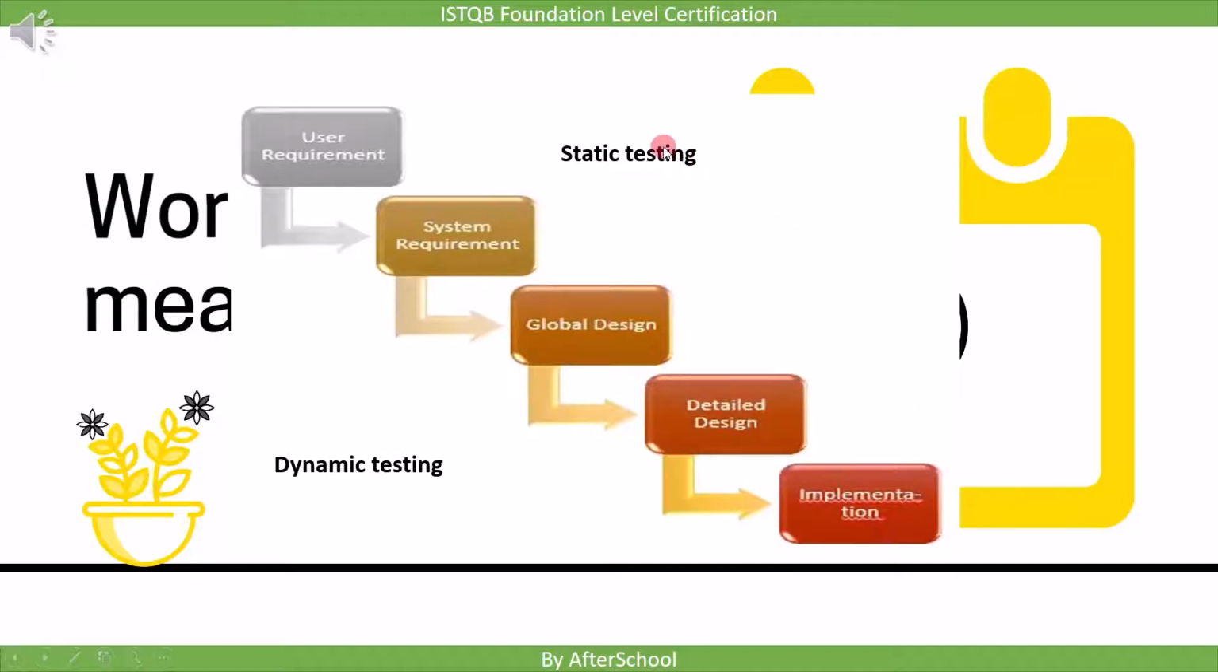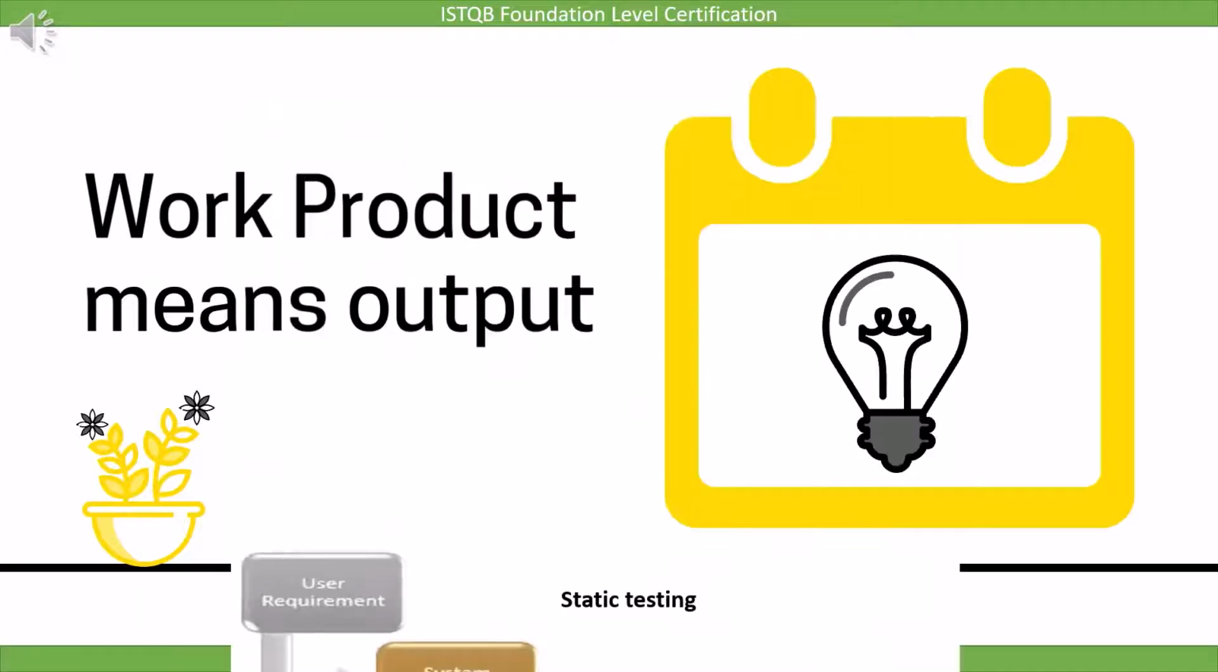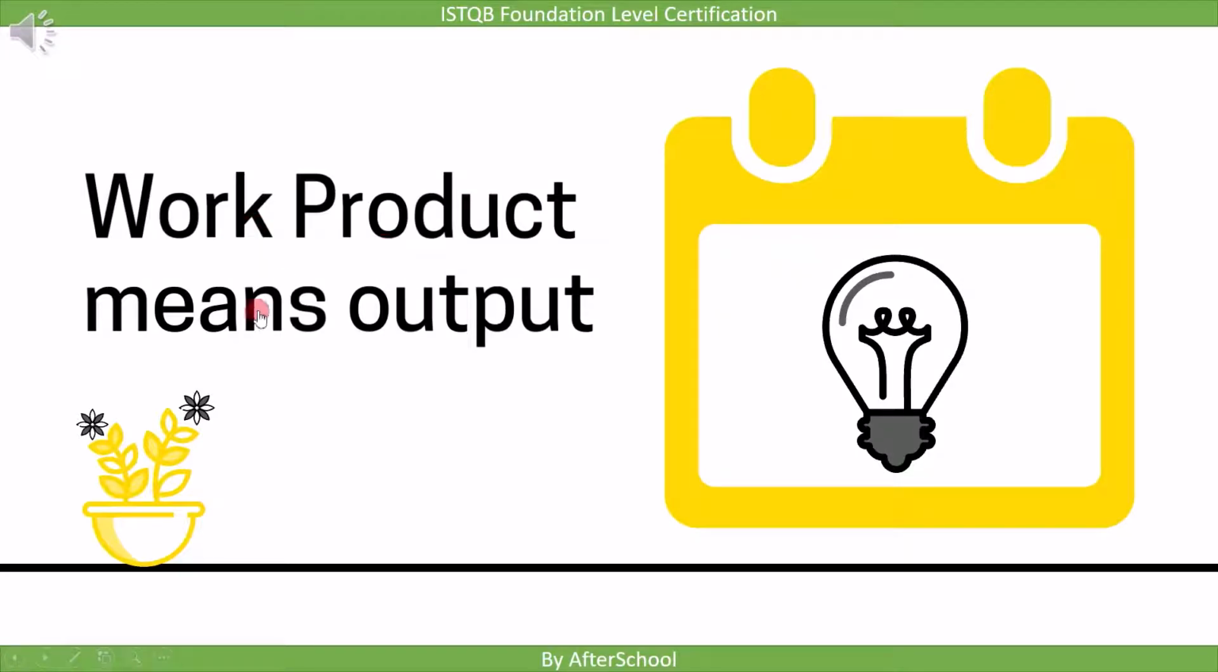When we say work product, in the system requirement stage, the output is system requirement. In the global design and detailed design stage, output is design document. And in the implementation stage, output is code. So keep in mind, work product means output.